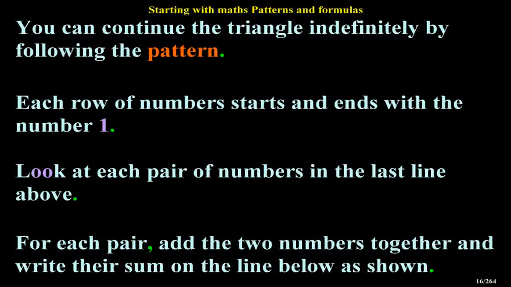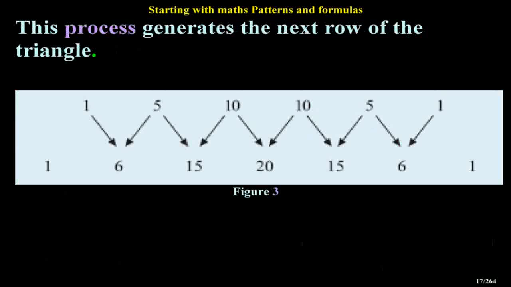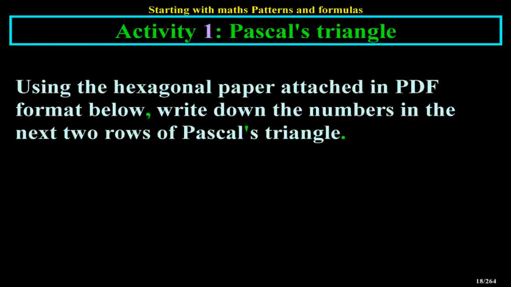You can continue the triangle indefinitely by following the pattern. Each row of numbers starts and ends with the number 1. Look at each pair of numbers in the last line above. For each pair, add the 2 numbers together and write their sum on the line below as shown. This process generates the next row of the triangle. Figure 3.